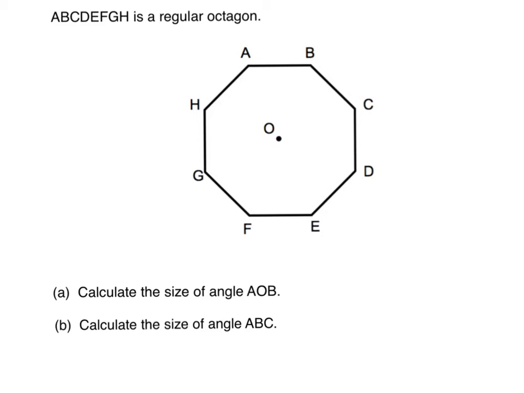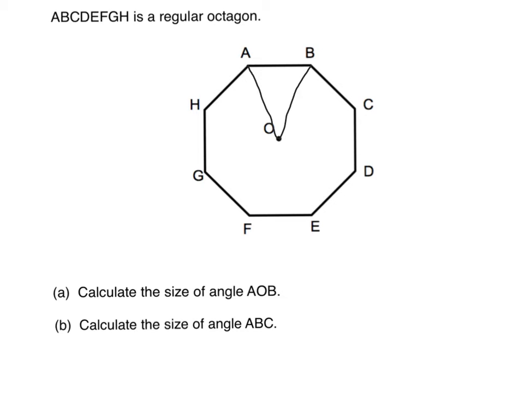A, B, C, D, E, F, G, H is a regular octagon. In this octagon we have to, in part A, calculate the size of AOB, and in part B, calculate the size of angle ABC. If we're going to try and find the size of an angle, it makes sense to draw that angle out. So AOB is the line that runs from A to O to B.